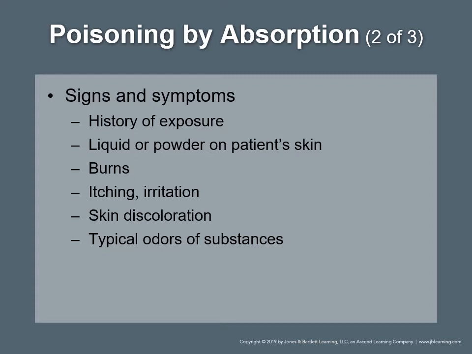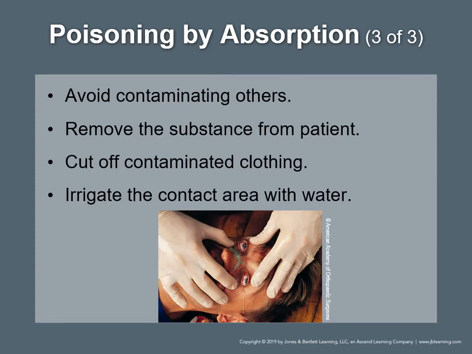Signs and symptoms of absorbed poisoning include a history of exposure, liquid or powder on the patient's skin, burns, itching, irritation, skin discoloration, and odors typical of the substance. The first step is to avoid contaminating yourself or others. Remove irritating or corrosive substance from the patient as quickly as possible. Cut off all clothing that has been contaminated with poisons or irritating substances. Never pull clothing over a patient's head. Doing so could introduce the material into the eyes, nose, and mouth.